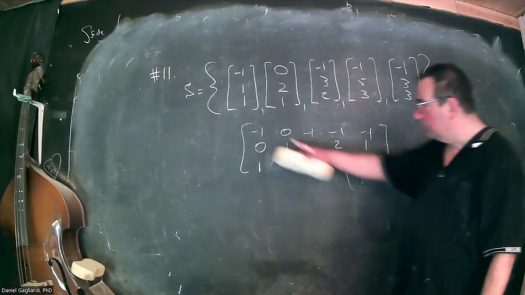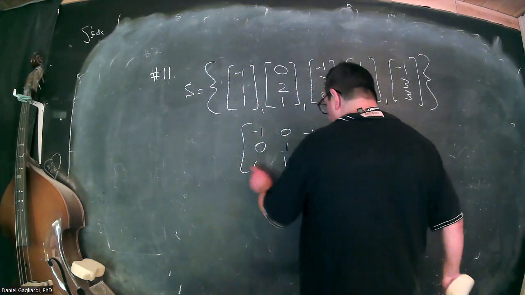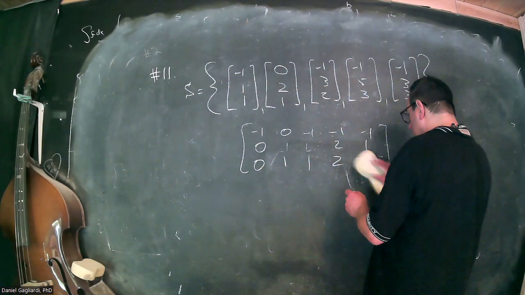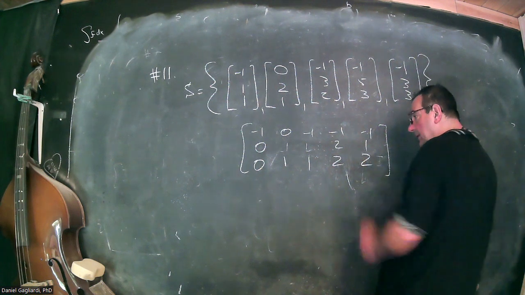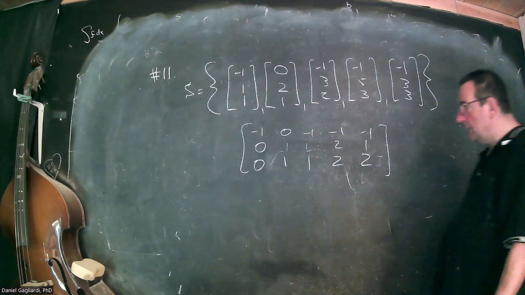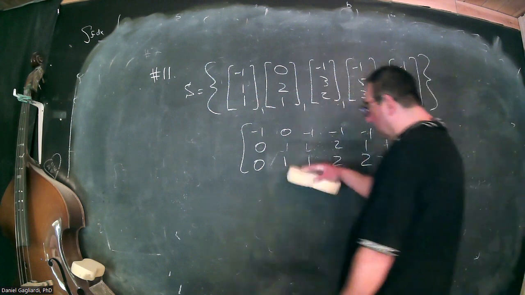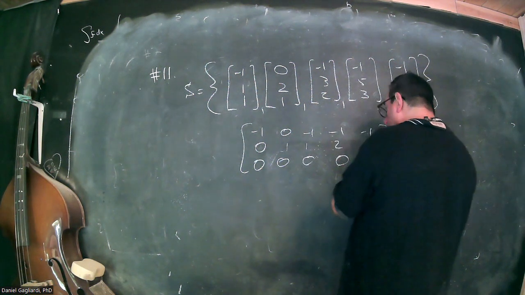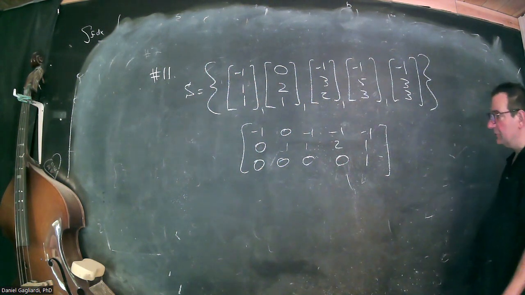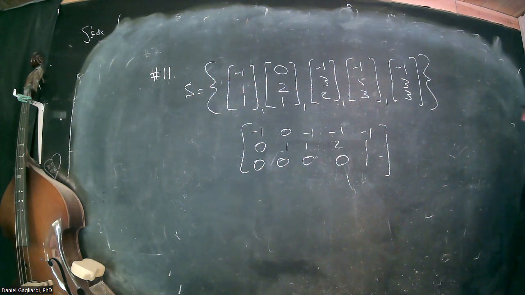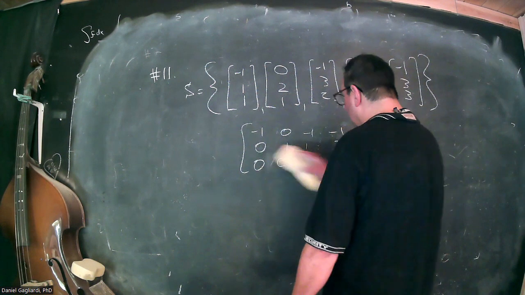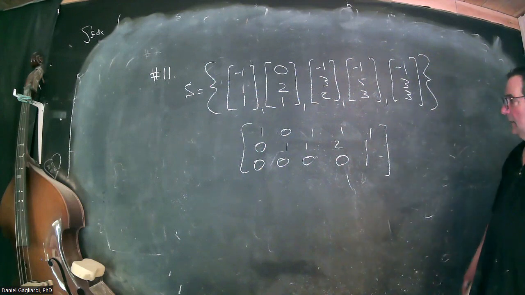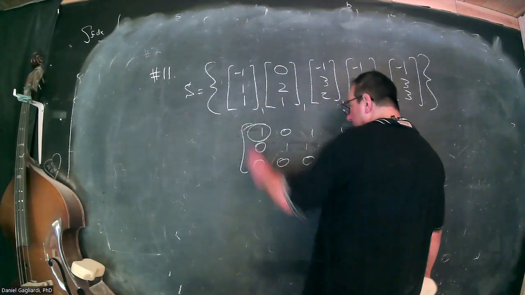Perfect. Now we'll add row 1 to row 3. 0, 1, 1, 2, 2. Okay? Now how about we subtract row 2 from row 3? Right? Row 3 minus row 2. 0, 0, 0, 1. Okay, this matrix is now in reduced row echelon form. Well, let me multiply row 2 by negative 1. There we go. And all of these negatives disappear. And then now this matrix is in reduced row echelon form.